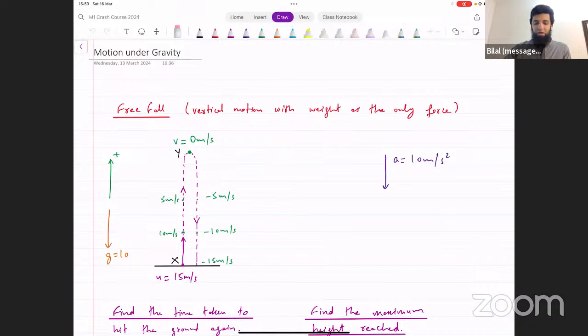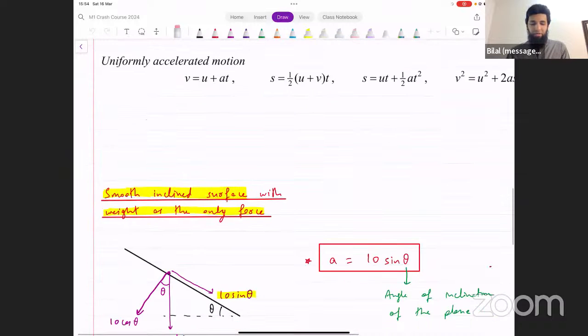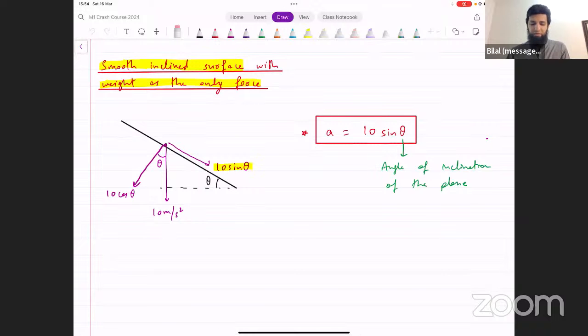So in free fall, you have an object moving in the vertical direction, upwards or downwards under gravity. In that case, acceleration in the downward direction is 10 meters per second square. And depending on which direction you're taking positive, if you take upwards positive, the value of acceleration would be minus 10. If you're taking downwards positive, acceleration would be positive 10. Then we talked about the smooth inclined surface case, in which we have a smooth surface inclined at an angle theta, where the only force acting is the weight of the object. We say the acceleration is given by 10 sine theta, where theta is the angle of inclination of the plane.